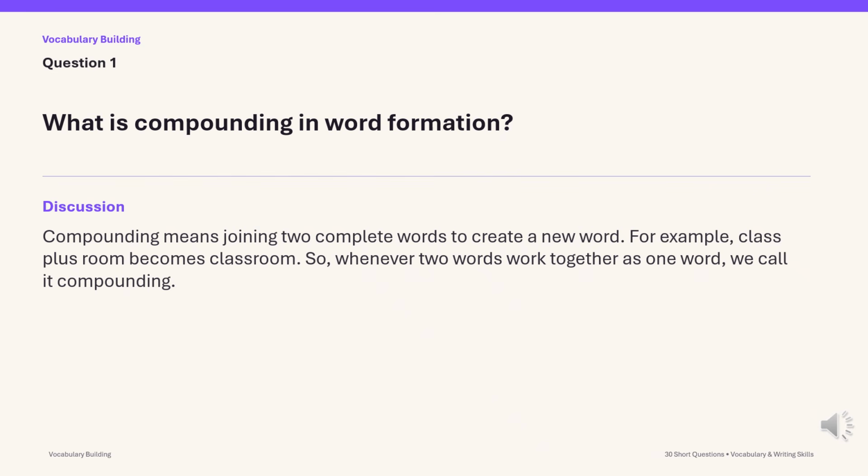So the first question goes, what is compounding in word formation? So very simply to explain, compounding means joining two complete words to create a new word. For example, class and room becomes classroom. So whenever two words work together as one word, we call it compounding.